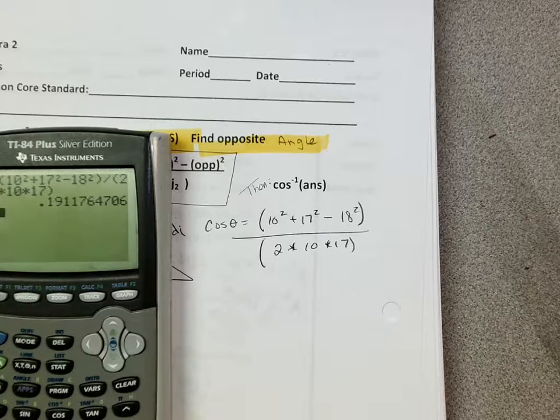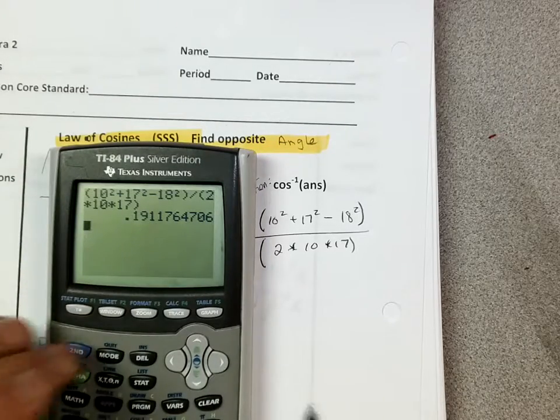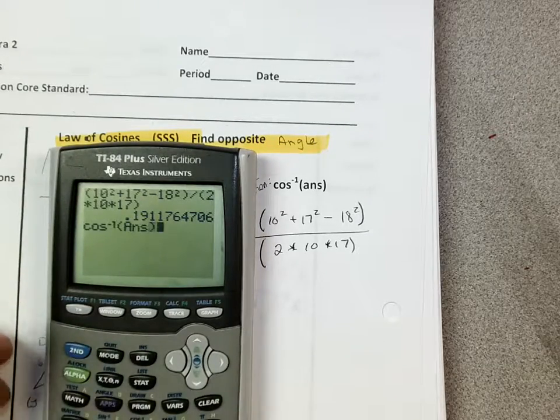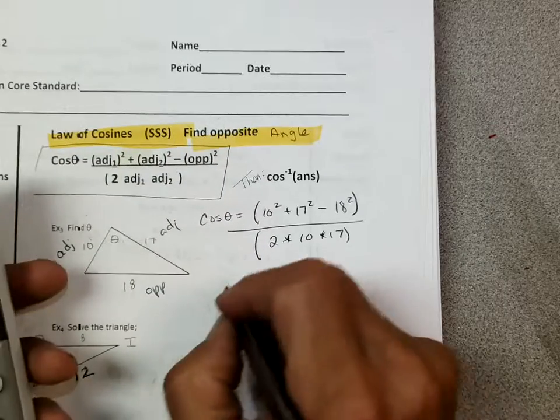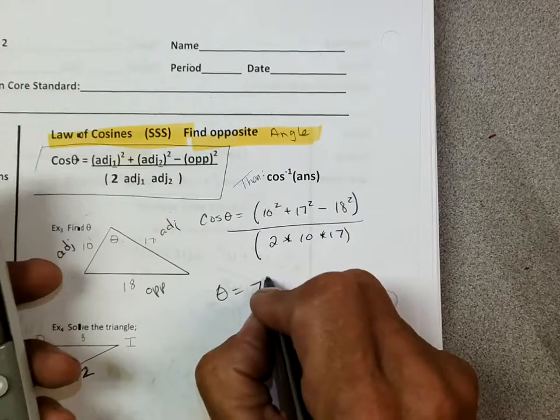I get a grand answer of 0.98, but that's not my angle. Inverse what? I have to inverse it, because if I need an angle, I push the inverse button. So I'm going to go cosine inverse of that answer, and I get about 79 degrees. I'll round it to about 79. So theta is about 79 degrees.